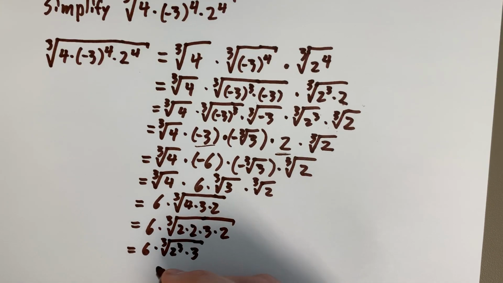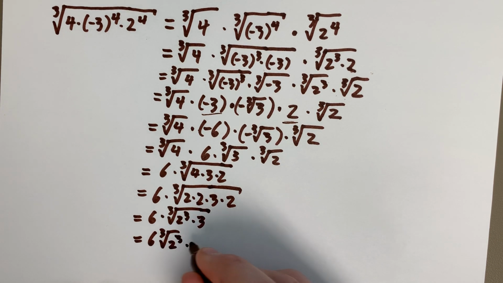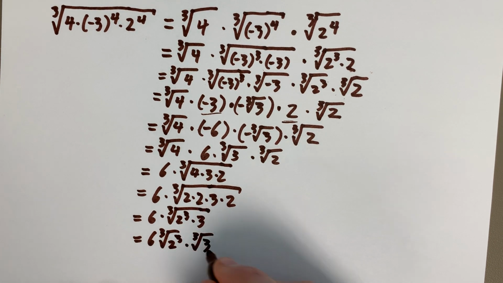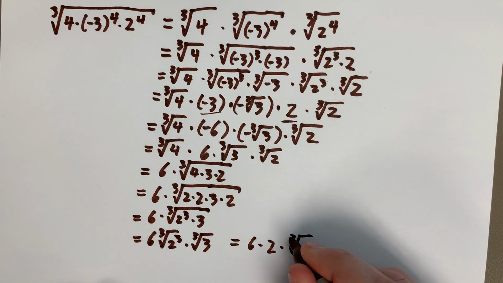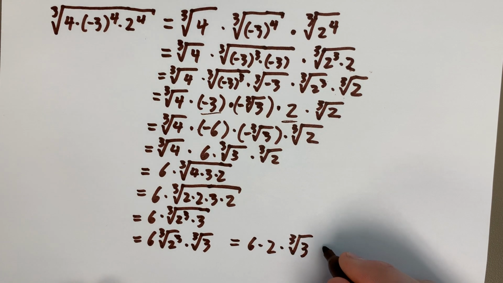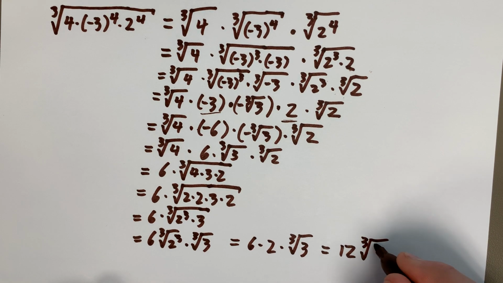Using the product rule again, this gives us 6 times cube root of 2 cubed times cube root of 3. Cube root of 2 cubed is going to just be 2. The radical with the cube root cancels the power. So this gives us 6 times 2 times cube root of 3. Or if you like, this is going to be 12 times the cube root of 3.